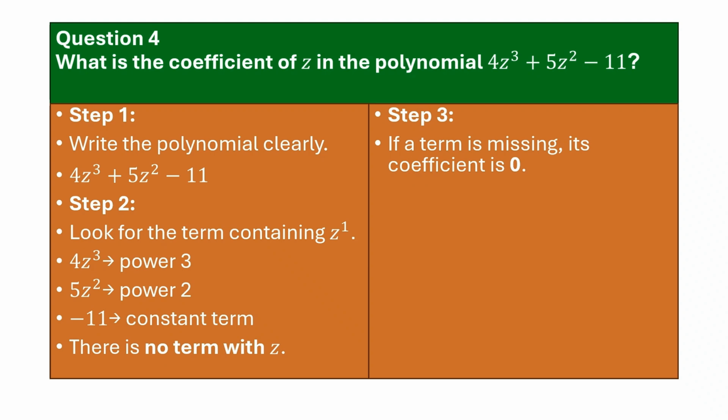I hope this is clear to you, children. These are basic questions, and I'm sure step by step will help you understand your basic foundation. So your answer: the coefficient of z is 0.